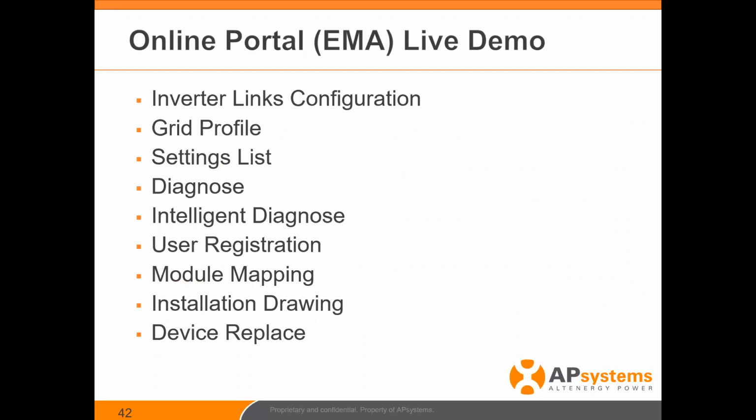Okay, so I'm going to take a few moments here, set up, change the view to get to the online portal. But what we're going to cover, Jason, you can kind of help jump in here a little bit, is basically inverter link configuration. This is linking or marrying the inverters to the ECU, to the gateway. We're going to talk about grid profile settings. These are the kind of things that you can change.